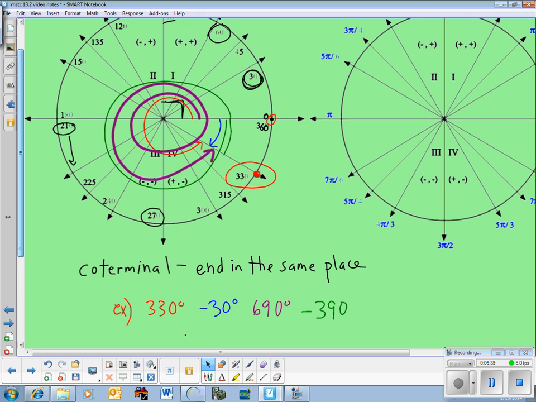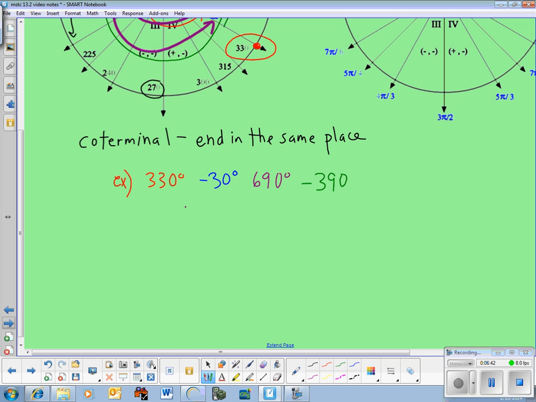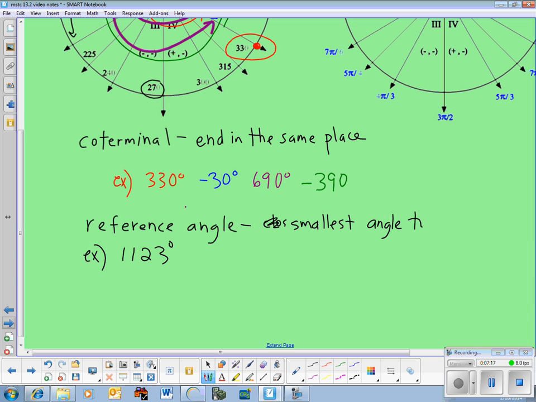Reference angle. Another thing you need to write down. If you get a number of degrees like, I don't know, 1123, the reference angle is the shortest angle, the smallest angle between our location and the x-axis. Let's say smallest angle to x-axis. I'll show you what I mean by that.